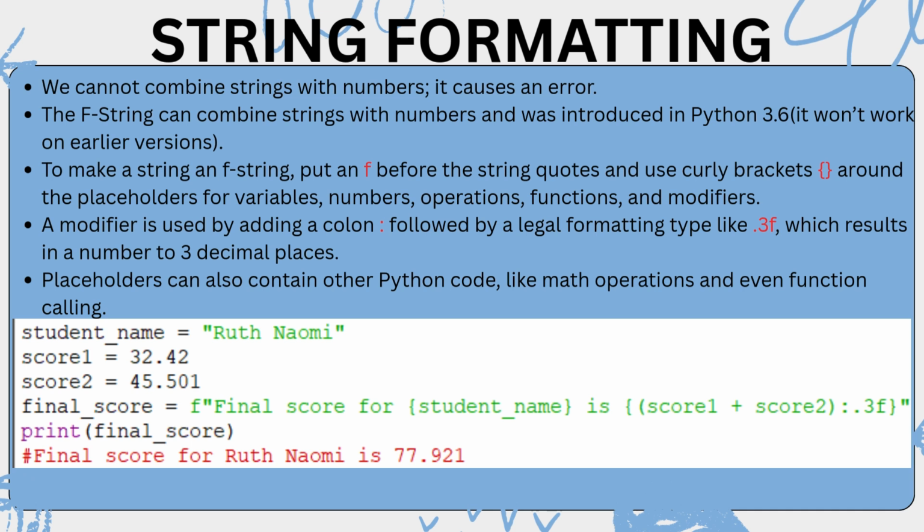So I say final score for, I want to put Ruth Naomi, so I just put in student name is. What it does is that it puts in the student name, it puts in Ruth Naomi because that is what is inside the variable student name. So is, and then obviously another curly brackets. I can put in operations. So I want to add both scores together. I just put brackets, add them together, 32.4 plus 45.501.